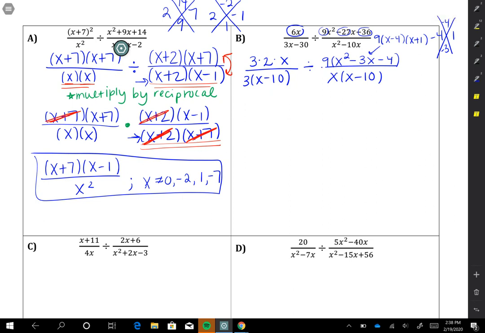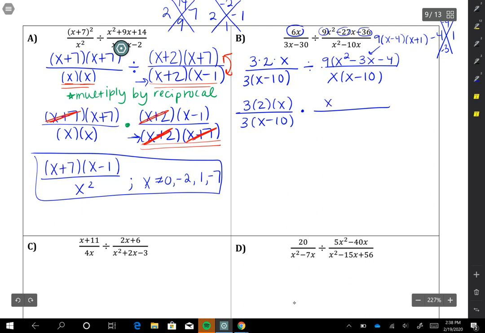All right, now I'm going to do my flipping around. So I have 3 times 2 times x over 3 times x minus 10. Change this to multiplication. Now my numerator is x times x minus 10, and my denominator is 9 times x minus 4 times x plus 1.